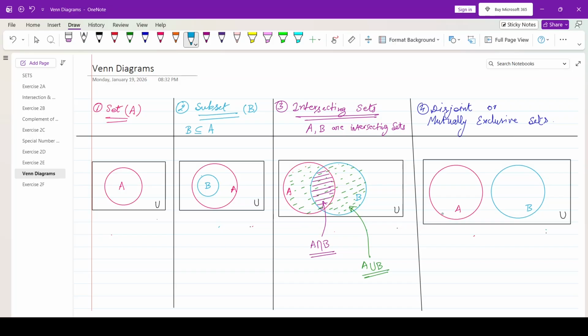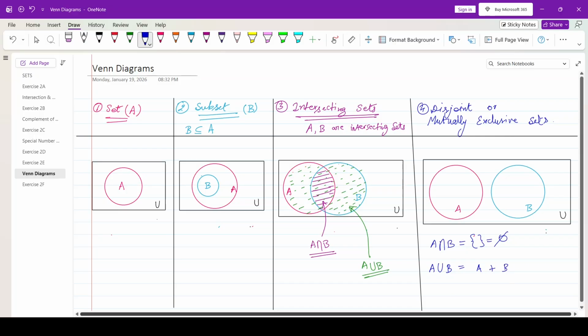The second possibility is when these two sets do not share any common part. It means in this case A intersection B is an empty set, or we can write it like this. An empty set is which does not have anything, and in this case we can also say that A union B is A plus B. However, we cannot say the same in this set.